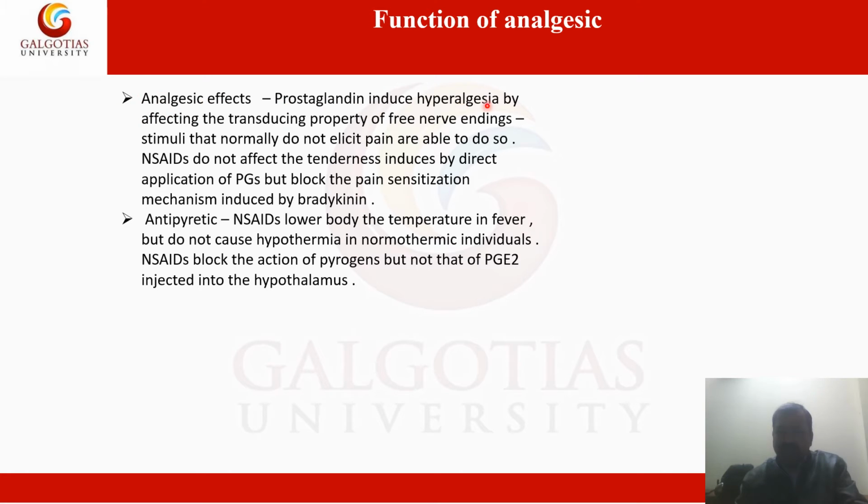Analgesics: prostaglandins induce hyperalgesia by affecting the transducing properties of the free nerve endings, so that stimuli which normally do not elicit pain are able to do so. NSAIDs do not affect the tenderness induced by direct application of prostaglandin, but they block the pain sensation mechanism induced by bradykinin. What is an antipyretic? NSAIDs lower body temperature in fever but do not cause hypothermia in afebrile individuals. NSAIDs block the action of pyrogens, but not that of PGE2 injected into the hypothalamus.